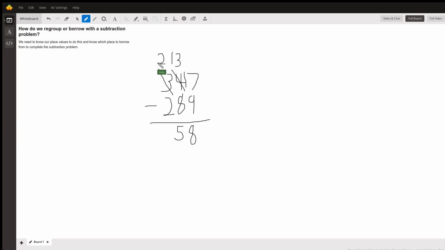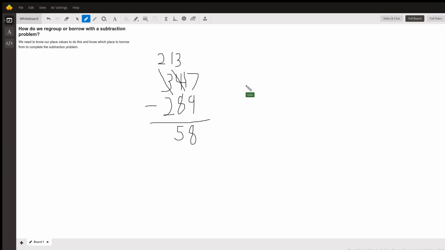Now we have 2 minus 2 in the hundreds place. Well, we know 2 minus 2 is 0. Now you can put a 0, but we normally do not right here in this spot. So your answer should be 58. And if you take 289 and you take 58 and you add it, you should come up with that number on top, which is the 347.